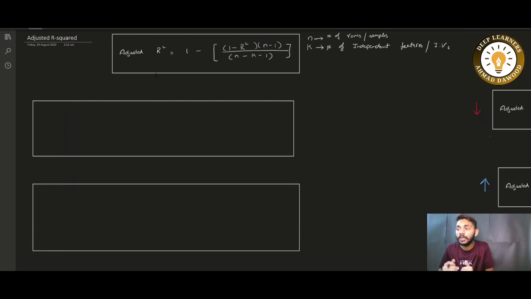If the added feature is relevant, has some importance, or you can say explains your target column, then your adjusted R square will also increase. Now there will be a trade-off: how much your accuracy will increase by the addition of some feature. So here I will explain it.